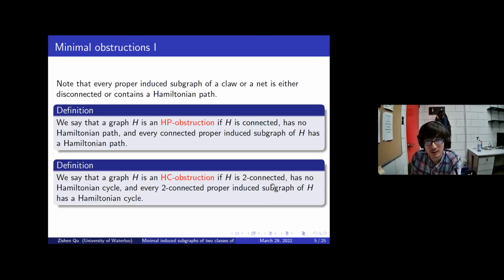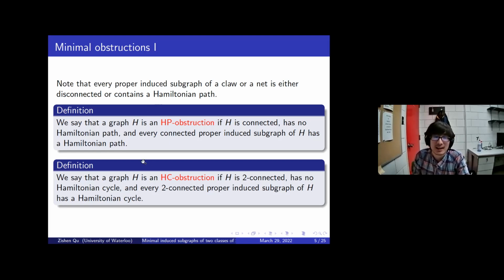Okay, so minimal obstructions to Hamiltonicity, and minimal obstructions to having a Hamiltonian path. So here are some definitions. It's exactly what I just said before. Claw or net: if you look at every proper induced subgraph, it's either disconnected or contains a Hamiltonian path. So we call a graph H an HP obstruction if H is connected and has no Hamiltonian path, and every proper induced subgraph of H has a Hamiltonian path. This is just what we said earlier. They're the minimal obstructions in the connected case. And by Duffus, Gould, and Jacobson, we know there are only 2 of these, and they're exactly the claw and the net.